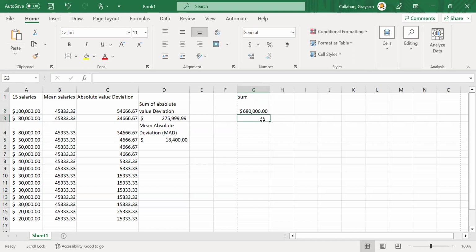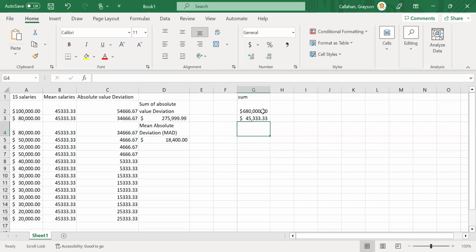So when you take this number and divide it by 15, why 15? Why not 12? Because 12 has nothing to do with that. What does 15 have to do with this? It's the amount of salaries. Okay. What is your average?